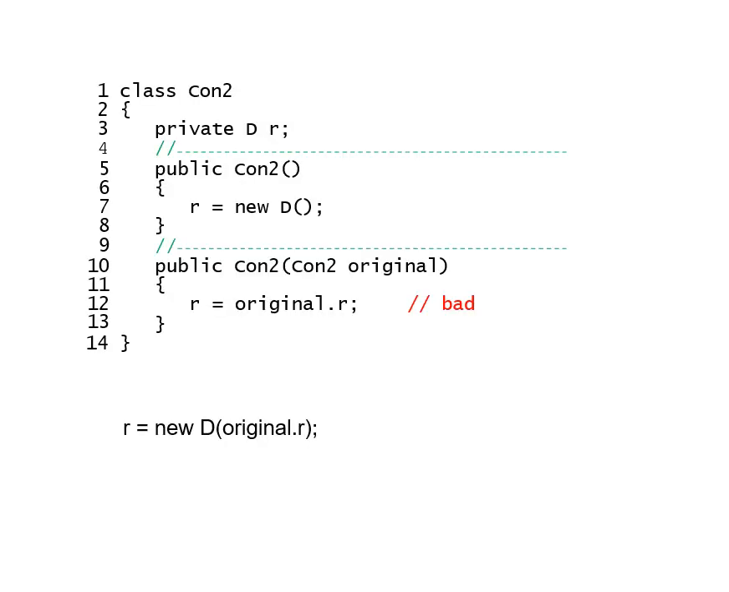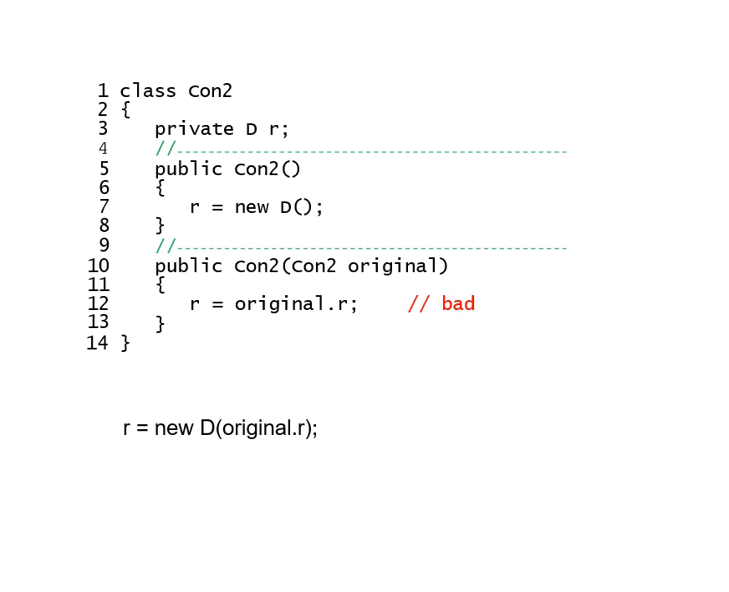Now, here is the version of the Con2 class, which creates the shallow copy. When you're creating the original one, you call the first constructor here that starts on line 5, and what it does is it creates a new D object, assigns it to R, and then the constructor returns a pointer to that new object, which is then assigned to a pointer in main.